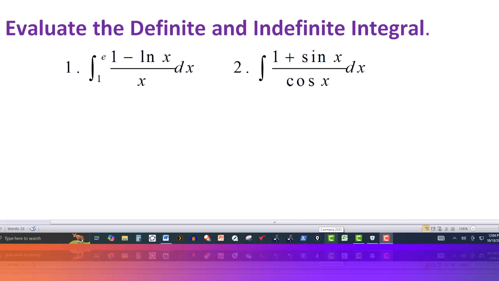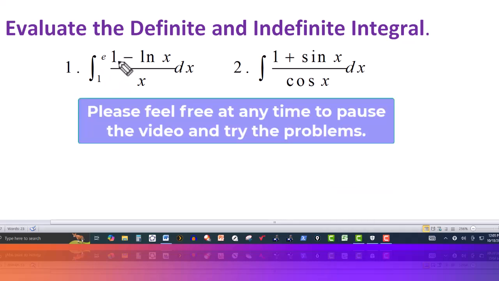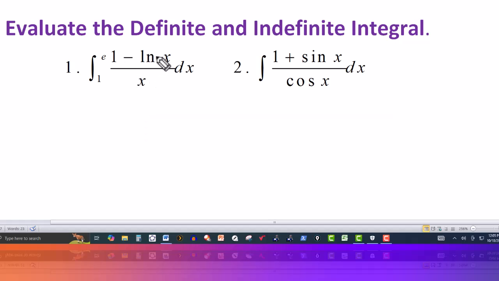In this video, we have a definite and indefinite integral to evaluate. Now, the definite integral, we could break it up into two integrals, 1 over x. That's easy to evaluate. That's the natural log of absolute x. And then we'd have minus ln of x over x. We could use that U-substitution there to evaluate it.